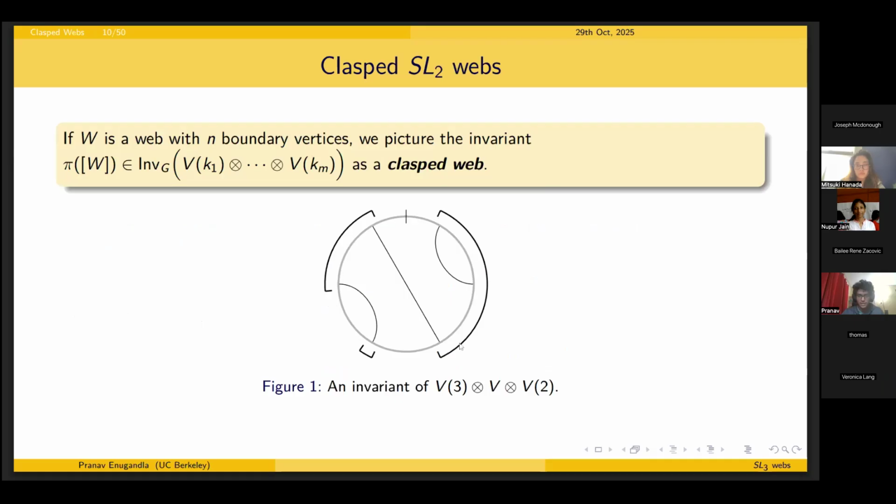And the sizes of the clasps tell me which tensor product of irreducibles I'm considering. So I have a clasp of size 3 because I have 3 boundary vertices, so that corresponds to V3. And then I have a clasp of size 1, so that's just V or V1. And then I have a clasp of size 2, so that corresponds to V2. So this picture is a clasped web for the invariant space V3 tensor V tensor V2.